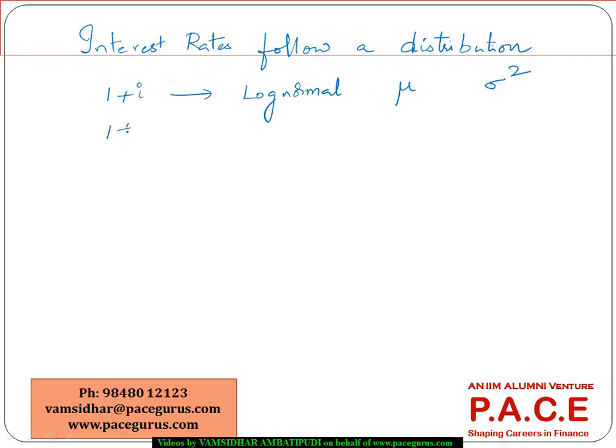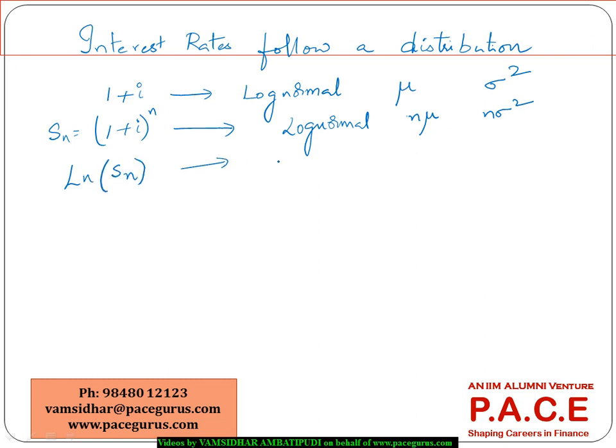Similarly, if that is the case, 1 plus i to the power n, which is nothing but Sn, is again assumed to follow a log normal distribution itself with n mu and n sigma squared as the parameters. Right. So if Sn is following a log normal distribution, as per the property we can say logarithm of Sn will follow a normal distribution with again n mu and n sigma squared as the parameters.